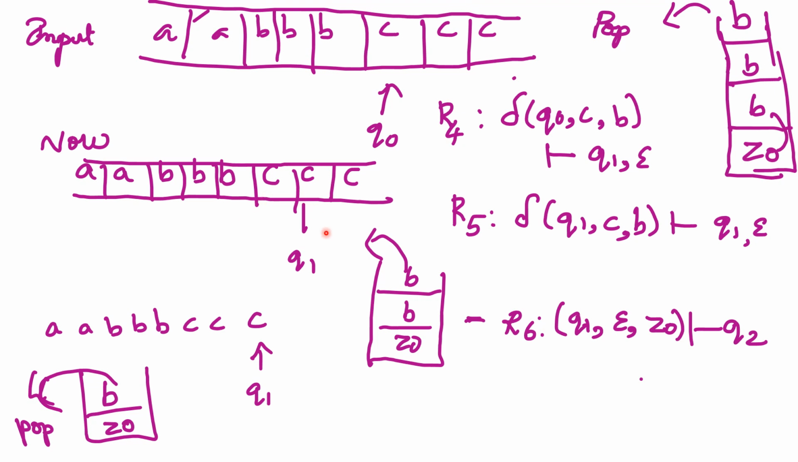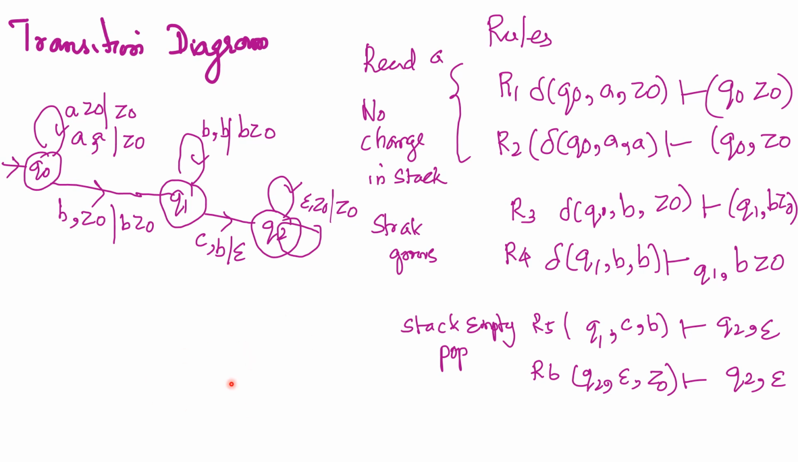Then again rule 5, still in C, you have to make it empty, so you have to pop the element from the stack. Now you are reaching this end state, so you are going to pop the element from the stack. Now we are almost coming to the end of the buffer. This is a way of implementing the transition diagrams.